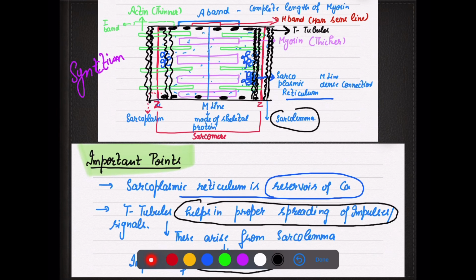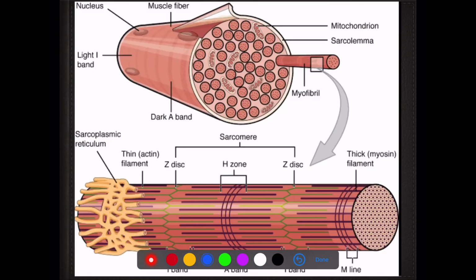Now there is a dense structure, there is a dense protein present in the middle. It is known as M line. It is a dense connection. It is made of skeletal protein, a very very dense connection, and it is made up of protein, and this protein is known as M line, right? So this is how the structure looks.